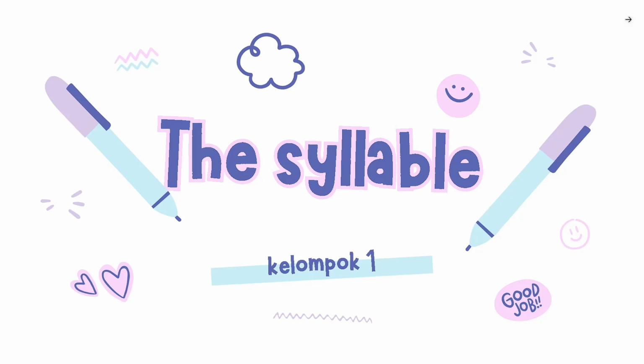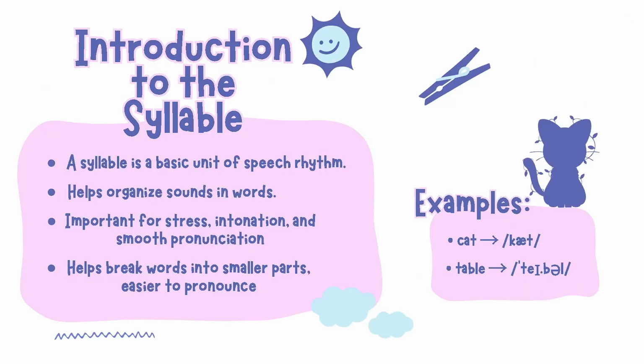Hi everyone, I will start with the introduction about syllables. A syllable is basically a small unit of sound that forms a word. It helps us organize sounds when we speak, and it also makes words easier to pronounce. Syllables are really important for stress, rhythm, and smooth pronunciation in English.